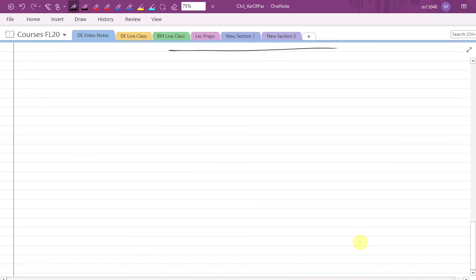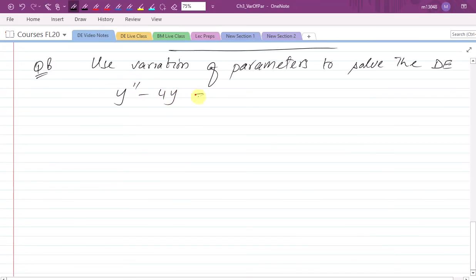Let us do one more question in the same style. Our next question is question number 8 from the same exercise. Y double prime minus 4y equals e raised power 2x over x. So that tells us our f of x is e raised power 2x over x.